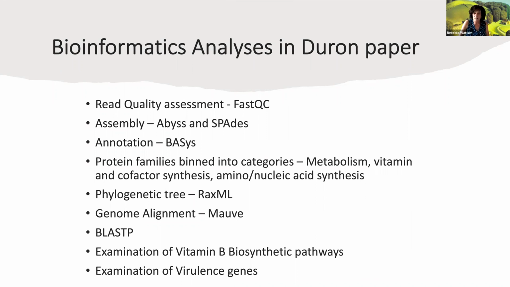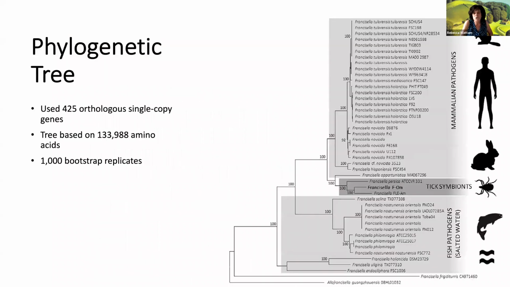They generated a phylogenetic tree using RAxML. They did a genome alignment using MAUVE. They used BLAST. And then they did a deep dive into the biosynthetic pathways for vitamin B and also the virulence factors. So for their tree, they used 425 single copy orthologous genes, and the tree was based on 133, almost 134,000 amino acids.